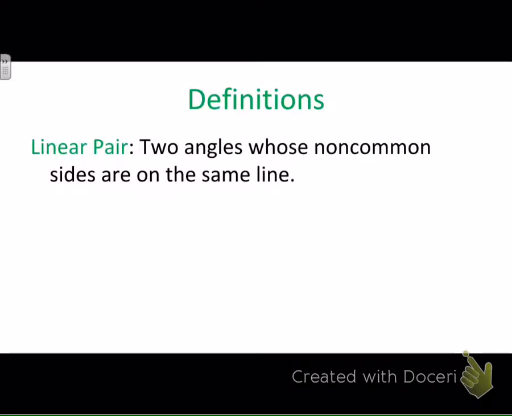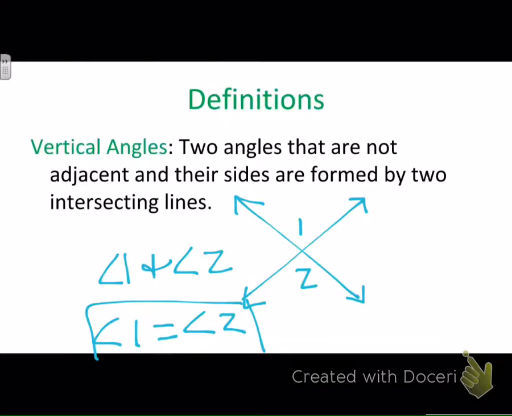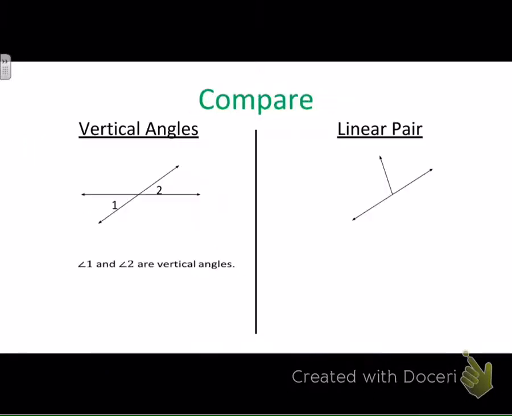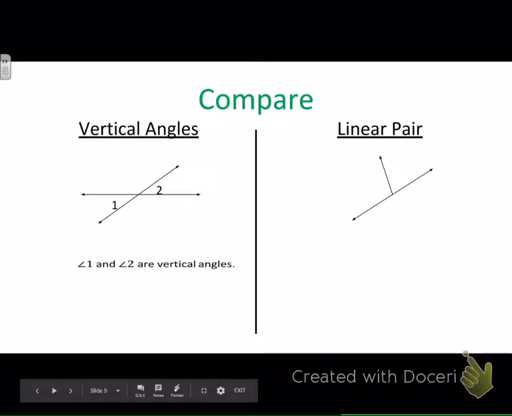Linear pair. Two angles whose non-common sides are on the same line. So a linear pair, oh, my bad guys. Let's see. I'm gonna go back here. Okay. Oh, how do I go back? Go back. Here we go.